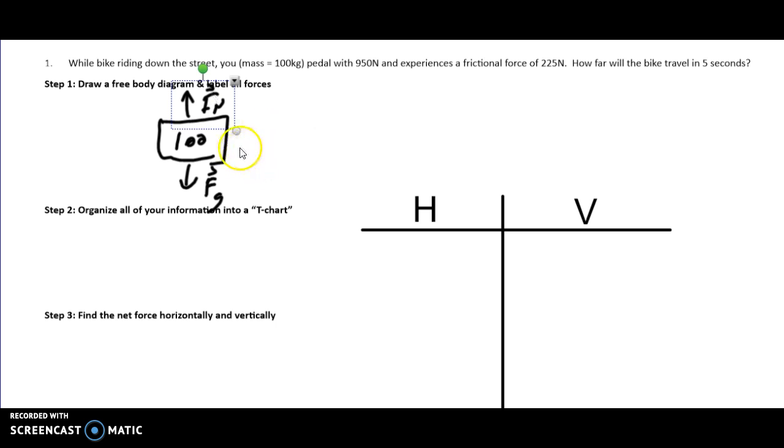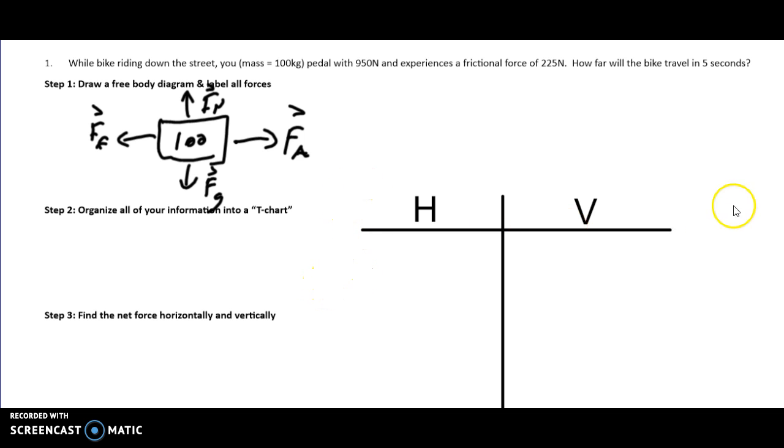Now, if we're bike riding, we didn't say what direction we were going in, so we're going to arbitrarily say that we're moving this way, which means my force applied, which is the bike pedals, is to the right. Therefore, we have to have our force of friction opposing motion, because that, by definition, is what friction does. It opposes motion. So we've now got our free body diagram.